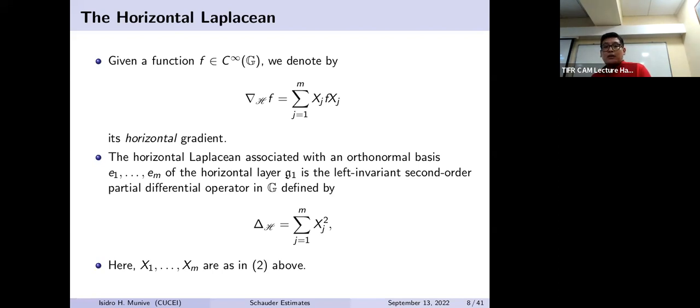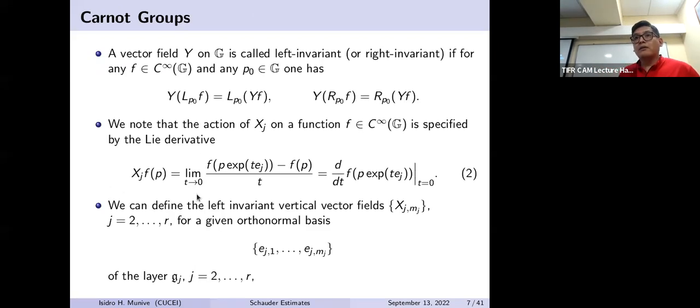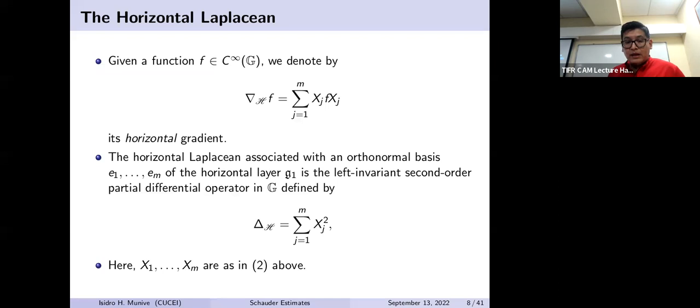Moreover, we can give a Riemannian metric in G, and we consider this horizontal gradient, the projection of the gradient into this horizontal layer. The relevant operator here, the one that plays the role of the Laplacian, is called the sub-Laplacian, where X_1 through X_m are these vector fields. This is the relevant operator. You can see that this operator comes as the minimizer of this energy given by the gradient. You can think of that.